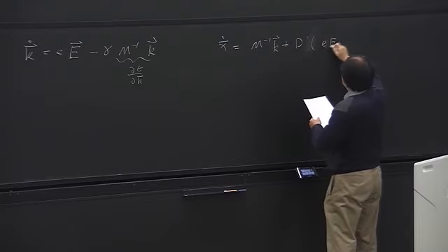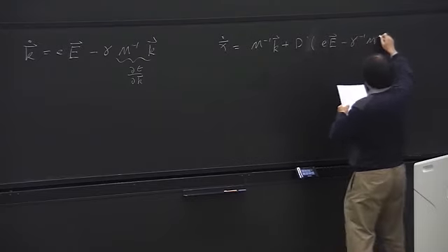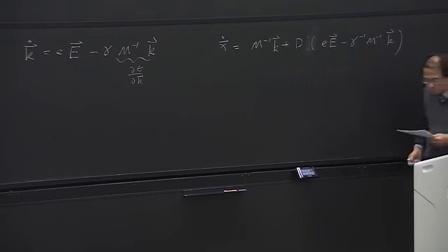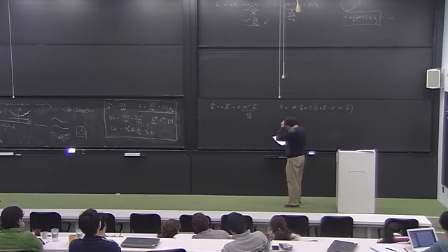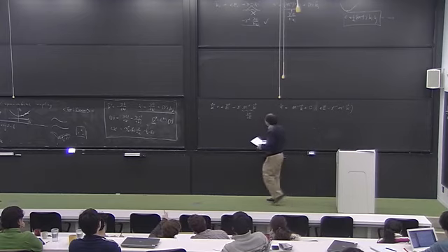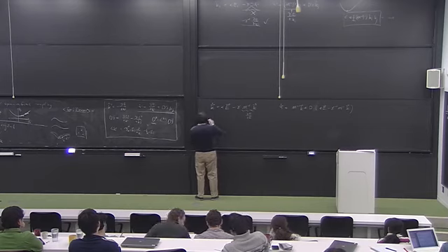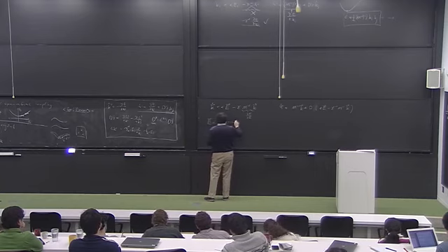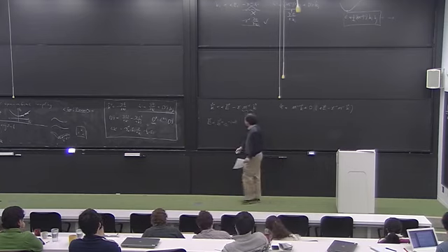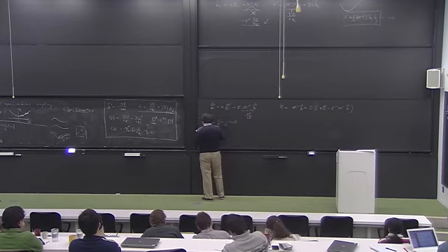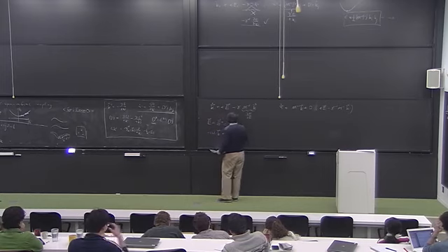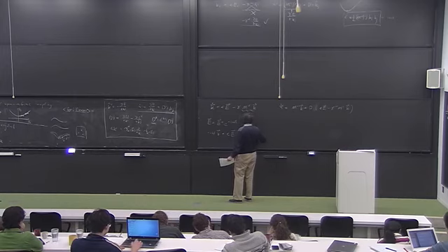That should be... okay. And then we assume this E is oscillatory. So when E is oscillatory, we can replace this K dot as a minus i omega K equal to E zero and gamma M inverse K.